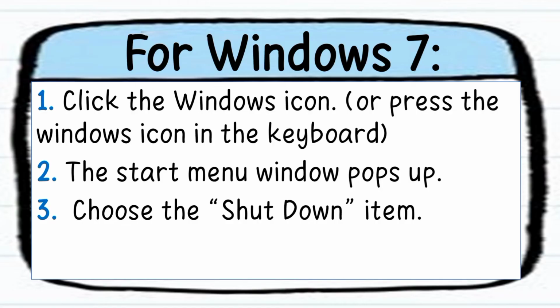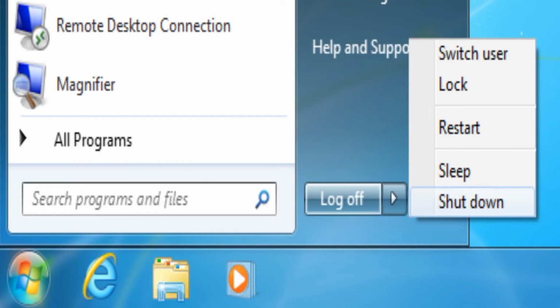Next is for Windows 7. Number 1, click the Windows icon or press the Windows key on the keyboard. Number 2, the Start menu pops up. And number 3, choose the shutdown item. Here's the example.